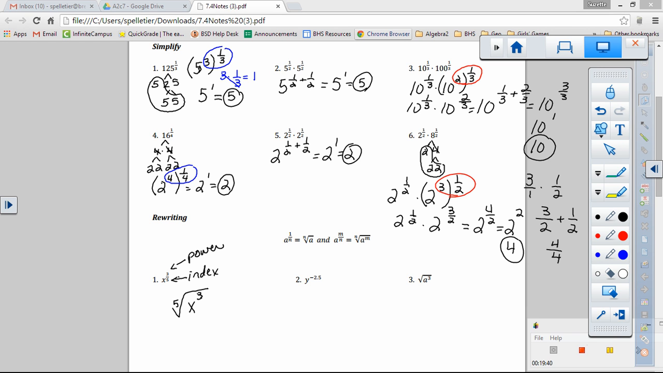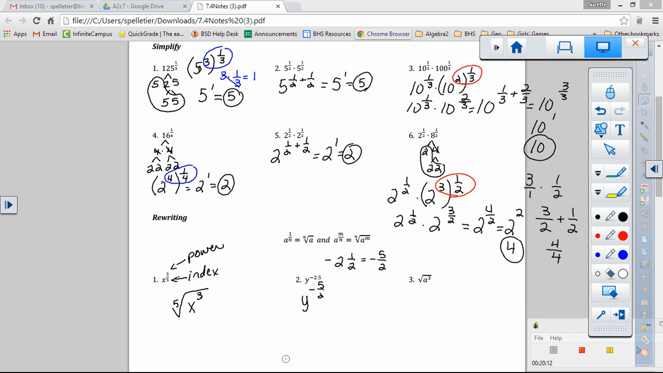Okay, let's change the decimal into a fraction. We always want to try to use fractions as our exponents if we can. That's really, really important. So 2.5 is the same thing as 2 and 1/2, and we need to change that to its mixed number, or to its improper fraction. 2 times 2 is 4, plus 1 is 5. So I get negative 5 over 2. So y to the negative 5 over 2. Now I know what my index is. It's 2.